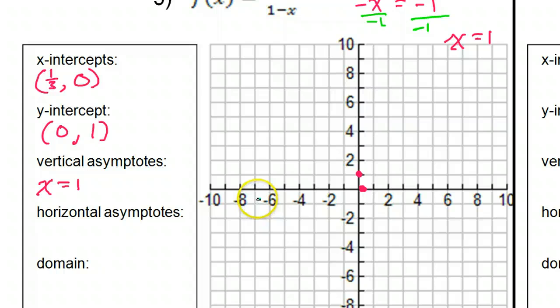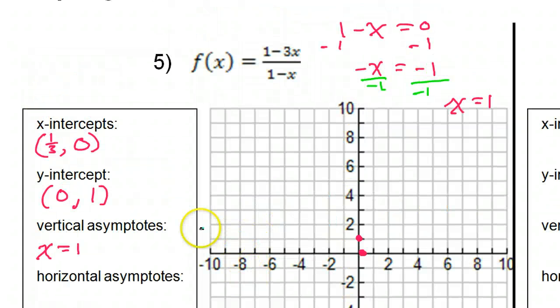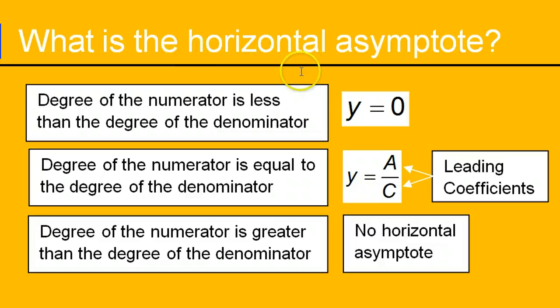Okay, and how do we find a horizontal asymptote? Well, the horizontal asymptote is the one where you have to look at the degree and decide which one of these three situations you're in. If the numerator degree is less, then y equals 0 is the asymptote. If the numerator degree is equal to the denominator, then we do y equals a over c, where a and c are the leading coefficients. If the numerator degree is greater, then there is no horizontal asymptote, though there might be a slant asymptote, which we'll talk about during another lesson.